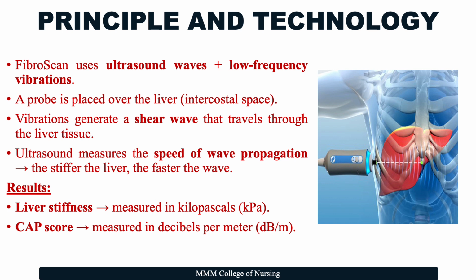Principle and technology used in Fibroscan. Fibroscan uses ultrasound waves and low-frequency vibrations. A probe is placed over the liver over the intercostal space. Vibrations generate a shear wave that travels through the liver tissue, and the ultrasound measures the speed of wave propagation, indicating the stiffer the liver, the faster the wave. The results show liver stiffness, which is measured in kilopascals, that is kPa, and CAP score, which is addressed previously, and it is measured in decibels per meter, that is dB per m.